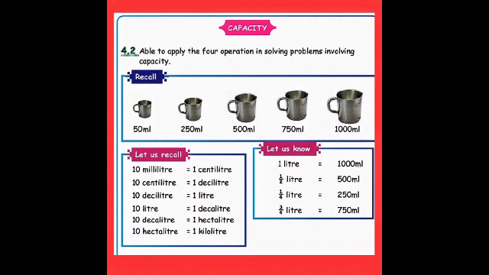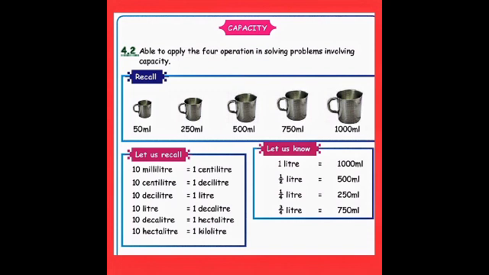Let's say that in this picture the first container has a capacity of 50 ml, the second container has 250 ml, the third has 500 ml, the fourth one has 750 ml, and the last one has 1000 ml capacity. These are the different ways of holding a capacity of water, oil, whatever it is.